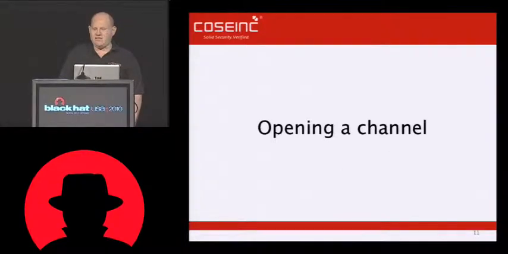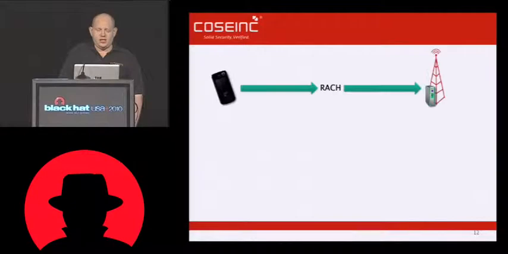Opening a channel is actually fairly straightforward. Okay, so the phone makes a request on the RACH, and this request is basically made up of a random 25-bit value. All right, so you can see like this is strong security at work so far. So the random 25-bit value is chosen by the phone. It sends a request to the tower.